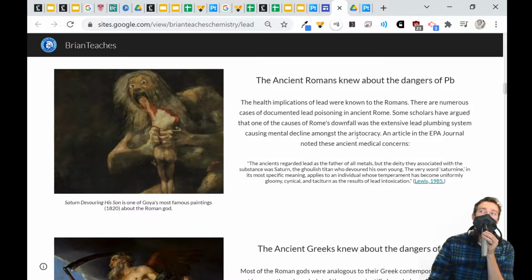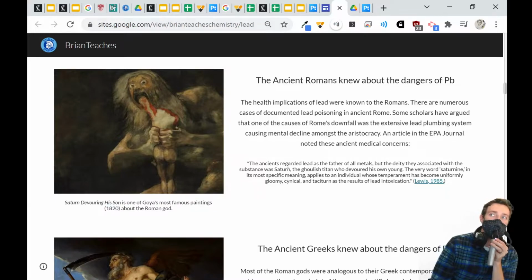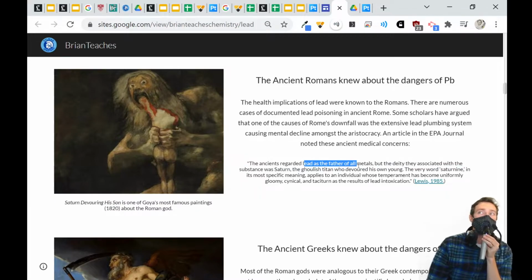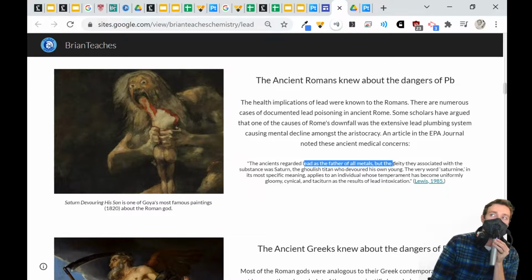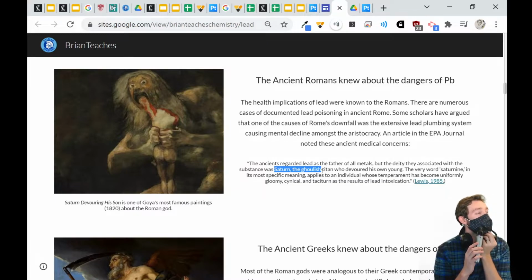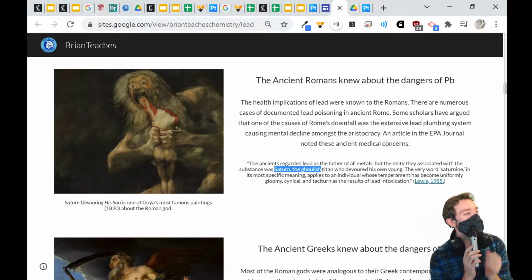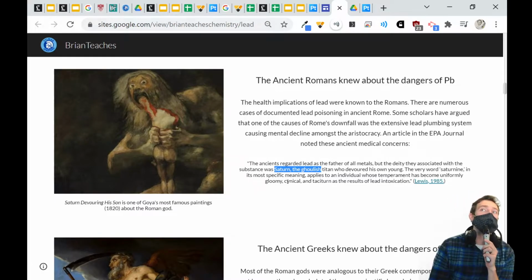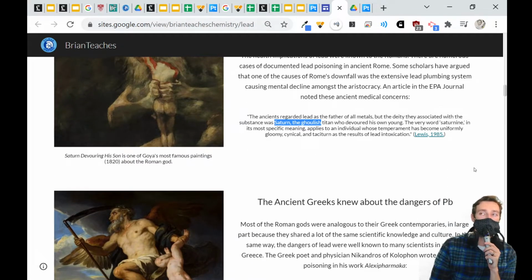So no bueno for that. But they knew lead was dangerous, because they said that lead was the father of all metals, so the deity they associated with it was Saturn. And if you had a disease consistent with the symptoms of lead poisoning, they said that was a Saturnine disease. So they were aware that lead was dangerous, but they still used it.